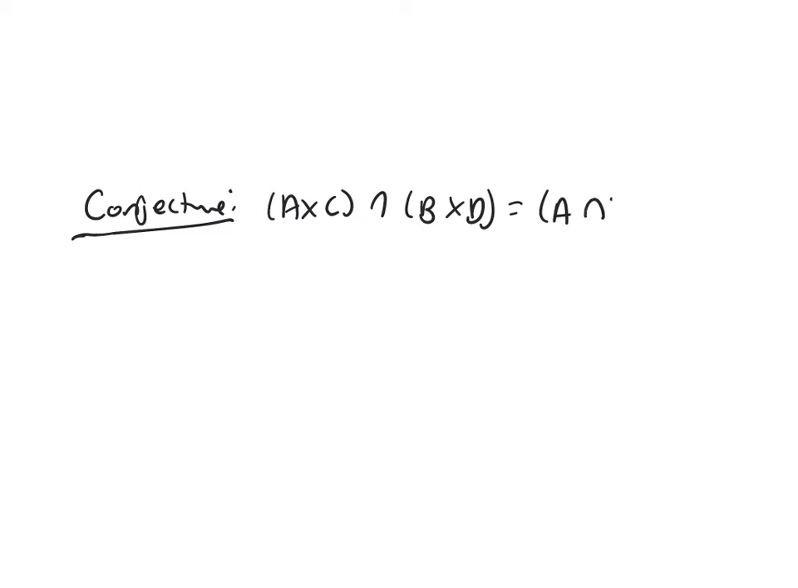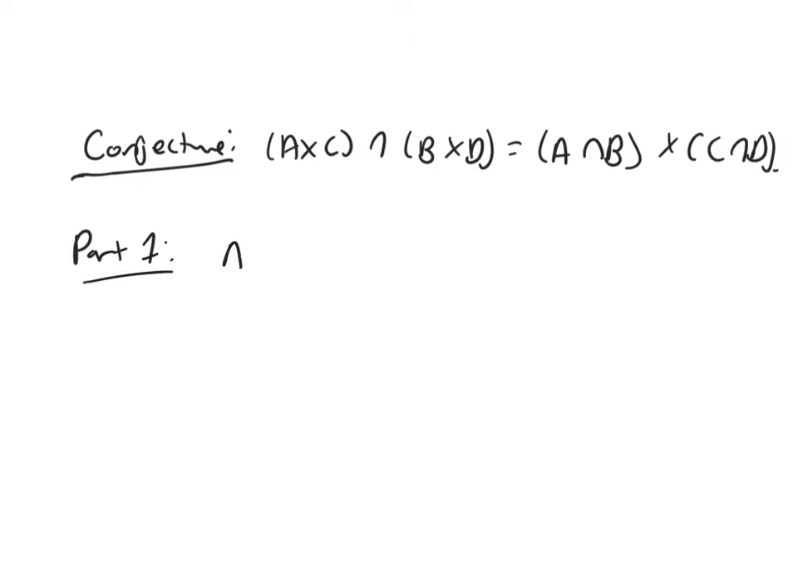So remember from our last video, we had the following conjecture. We had that A cross C intersect B cross D is equal to A intersect B cross C intersect D. So we're going to start. Remember, you're showing two sets are equal, so you need to show that each one is a subset of the other. So there's two parts to our proof. Part one, I'm going to show A cross C intersect B cross D is a subset of A intersect B cross C intersect D.